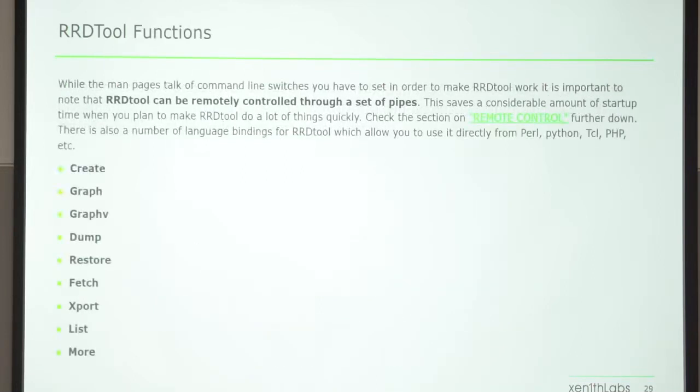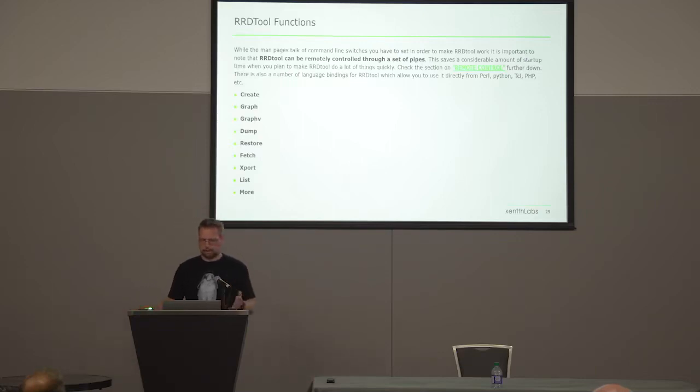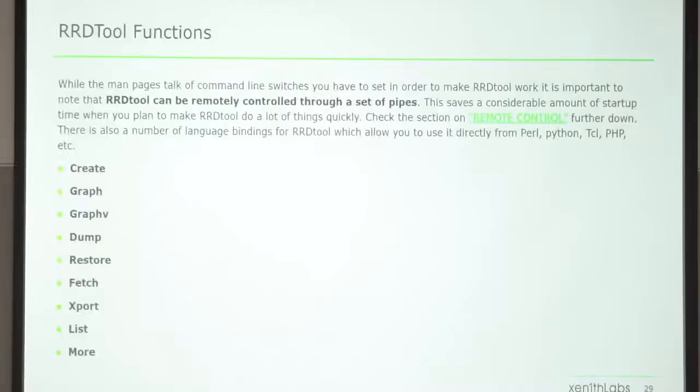Now, RRDtool is also very complex. It has a lot of different functions. It said that -c is not a valid function. Yeah, I think we're onto something here. And graph, yeah, we saw graph. Also, we can see that it does support bindings from Perl, Python, TCL, PHP, and it has remote control through a set of pipes. Okay, that sounds exactly like what's happening.